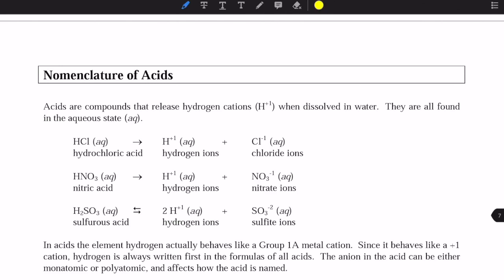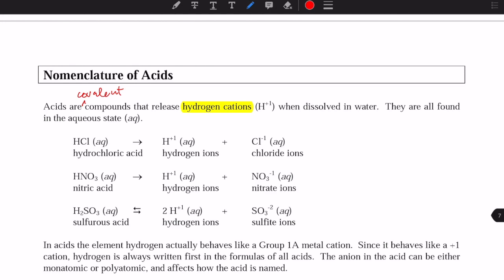The way you recognize acids is that they are compounds that release hydrogen cations when dissolved in water, so they must have hydrogens in them. Now, what kind of compounds are they? They're actually covalent compounds, but when they are placed in water, they release these hydrogen ions. It's kind of a unique combination, because usually only ionic compounds release ions, but in this case covalent compounds release ions when mixed in water.